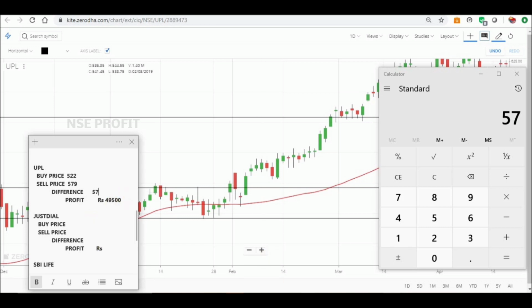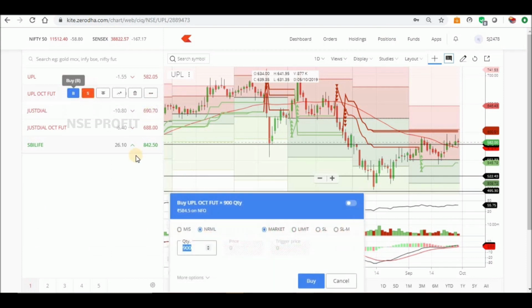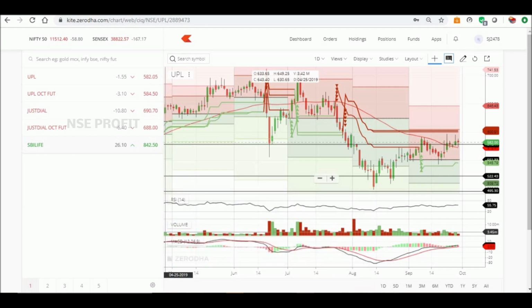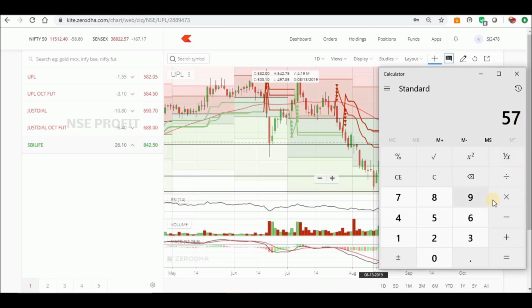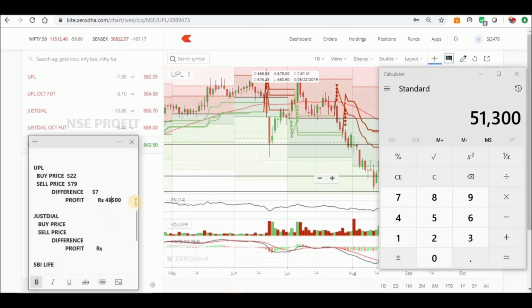So going back to this UPL, I'll check what the lot size is. For UPL October futures, the lot size is 900. One lot of UPL is equal to 900. Let me calculate. 57 points into 900 gives a profit of 51,300 rupees. It's a good amount for a holding of 20 days. 51,300. Yeah, so it worked well for this UPL.